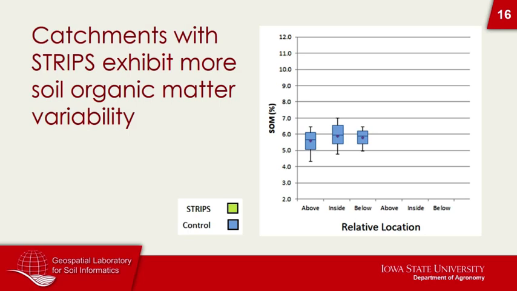The organic matter of the control was fairly constant. There's a slight hump pattern, and the variability is quite low. The strips plot is not as tightly packed. So the whiskers on our box and whisker plot are tremendously large. The spatial pattern though is quite similar between the strips and the control plot. If you notice, the variability, as depicted by the length of the whiskers, is similar between the above and the above, and the inside and the inside. The below positions both have the lowest amount of variability.